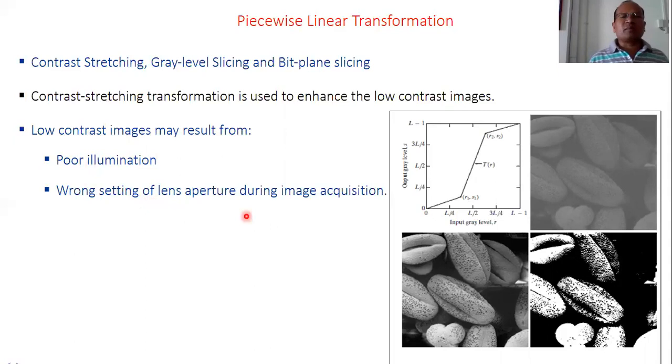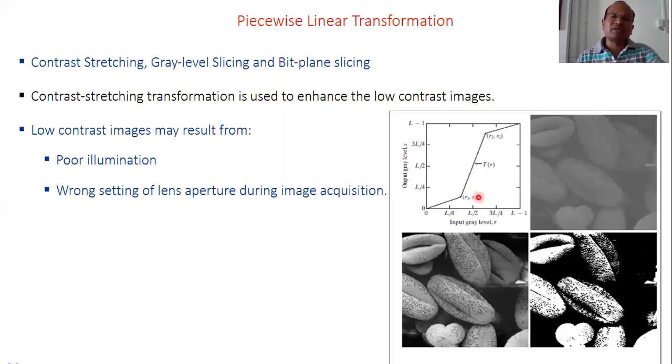Another reason is wrong setting of the lens aperture during image acquisition. While acquiring the images, the aperture of the lens might be incorrect. The setting was incorrect. That is also one of the reasons for poor contrast. Contrast enhancement methods are there to improve the contrast value, and contrast stretching is one of them, which can be implemented using piecewise linear transformation.